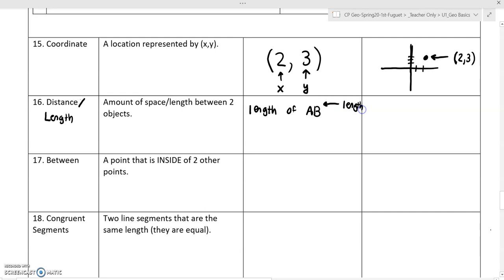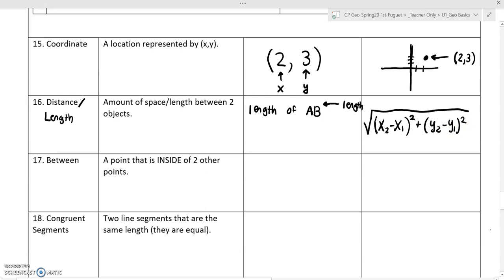So whenever there's not a line symbol above that or a ray symbol or anything like that, we're looking at an actual length. And in a future lesson, we're going to learn how to find the length between 2 points. The way that we're going to do that is called the distance formula. So I'm going to have you write that down now, but just know that we're not going to be discussing anything about this further until we get to some point next week.